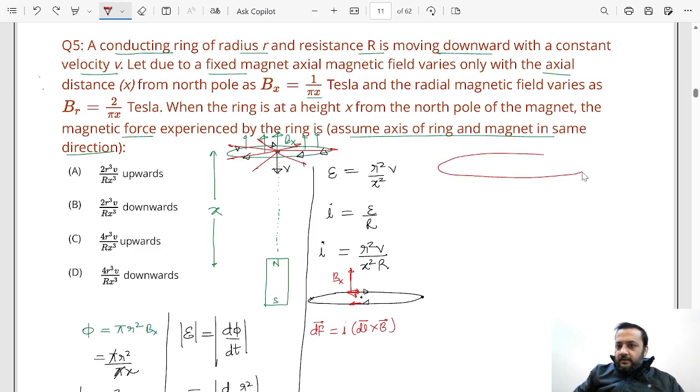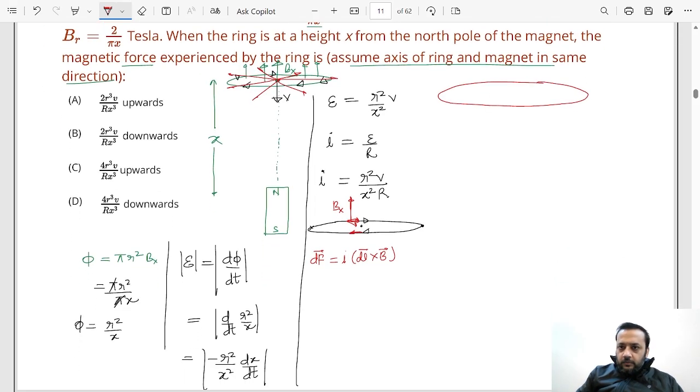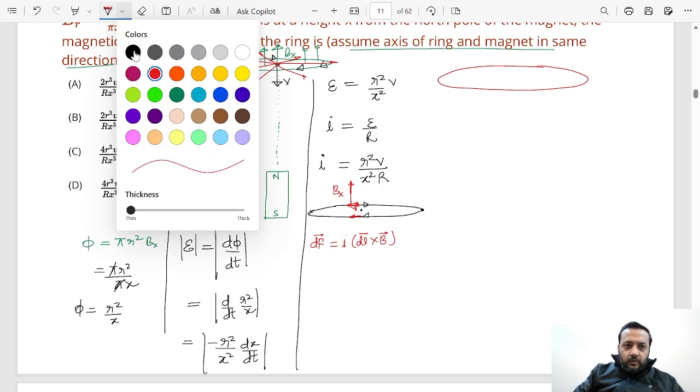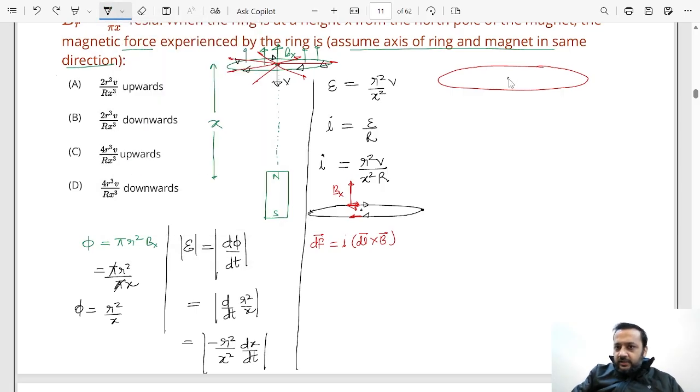Again, this is the same ring that I have drawn. If you imagine the direction of the current, here the current is going like this. Here, the radial component is going away from this, so this angle is 90. What is the direction of the force? I dl is towards the right side, and B is going into the screen. If you visualize, B is going like this. The angle between them is 90, so the force will become I into dl into B radial.